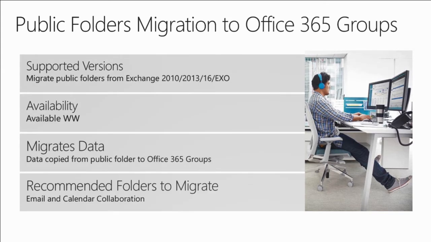So currently we recommend you to look at your public folders and find the folders which are being used primarily for email and calendar collaboration. If you find such folders, they are most optimal for migrating to group. Apart from that, currently we only support migration of mail type and calendar type in this migration. Other folder types like contacts, tasks are currently not supported.